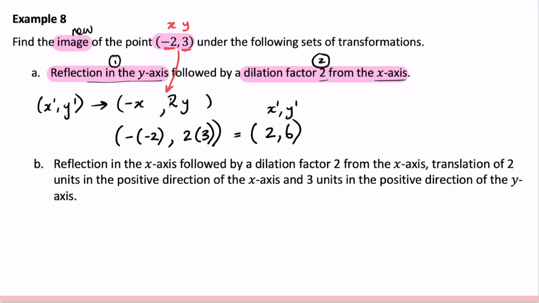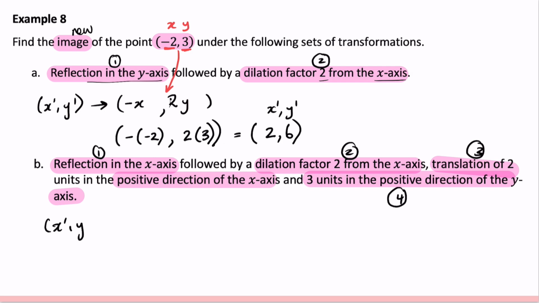Okay, if we were to do it for part B, which is a little bit more involved, let's have a look, highlighting all the different transformations and labeling them in order. So we've got a reflection in the x-axis, then we have a dilation of factor 2 from the x-axis, translation, sorry, of 2 units in the positive direction of the x-axis, 3 units in the positive direction of the y-axis. So we've got 4 transformations there that we need to include.